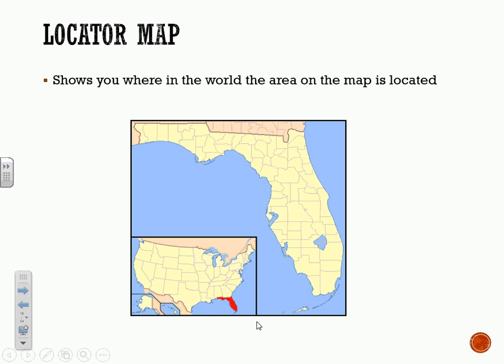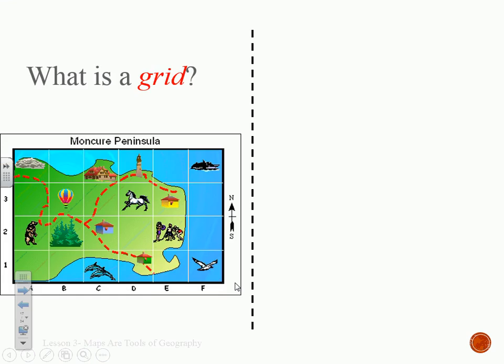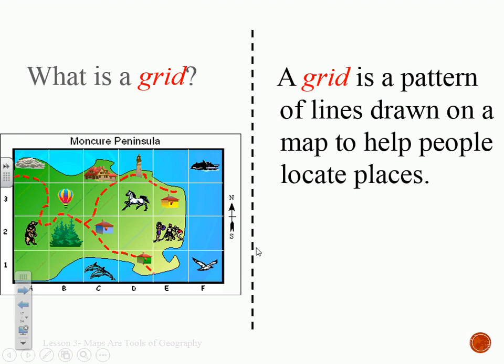Now maps also have what's called grids. What is a grid? A grid is a pattern of lines drawn on a map. We have these lines drawn on a map to help people locate places. So if we're looking at this map here, we can look at this hot air balloon, and we can use the grid to know that the hot air balloon is in B3.